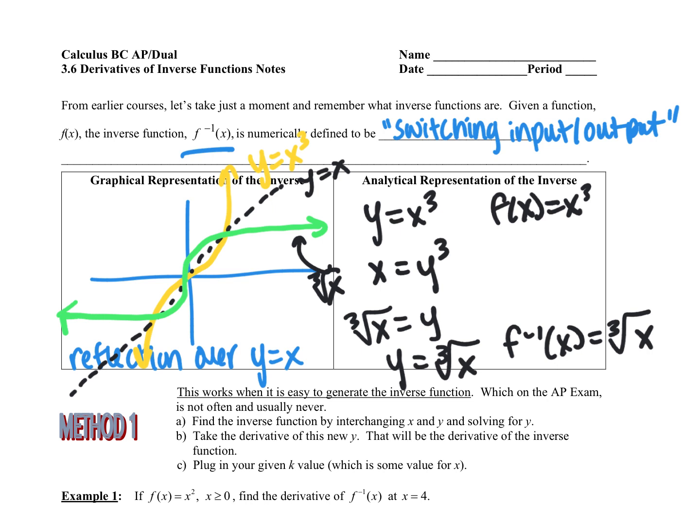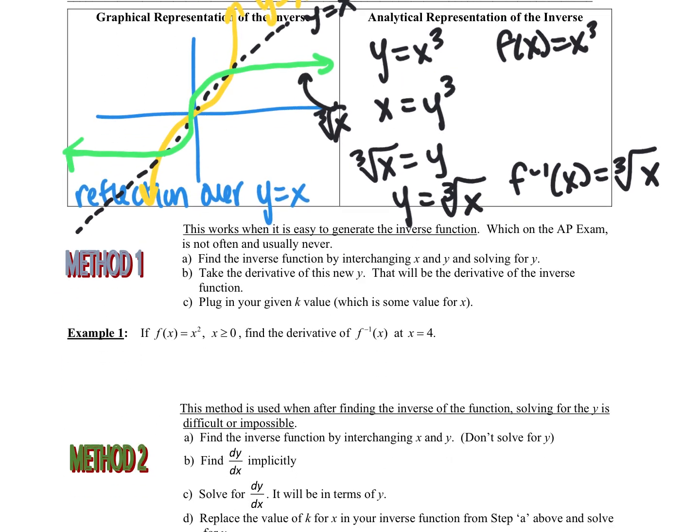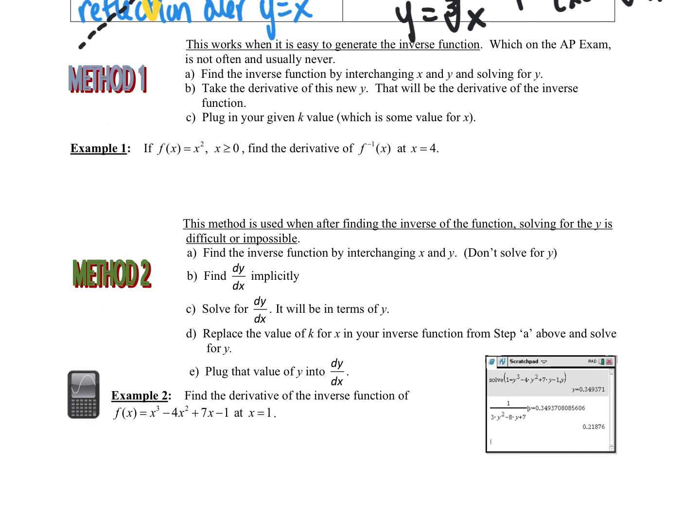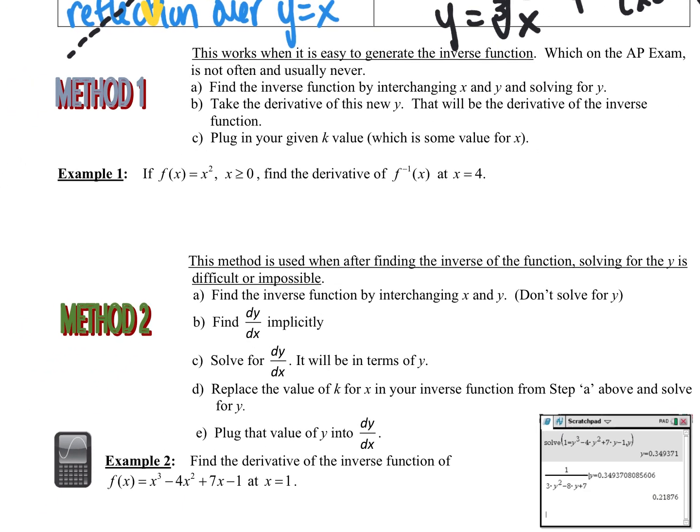Okay, so now let's talk about taking derivatives. So we will first take the derivative with method 1. This is not usually ever expected to be used on the AP test, but I want you to understand what we're doing here. And often it's like impossible to do this. Okay, so we'll show you method 2 in a second. But for now, let's talk about this first method. So first it would be to actually find the inverse by the method that we just did, changing the x and y, solving for y, and then take the derivative of this new function, and that would be the derivative of the inverse, and then plug in whatever value you're looking for, okay? So we're going to do that here with this example.